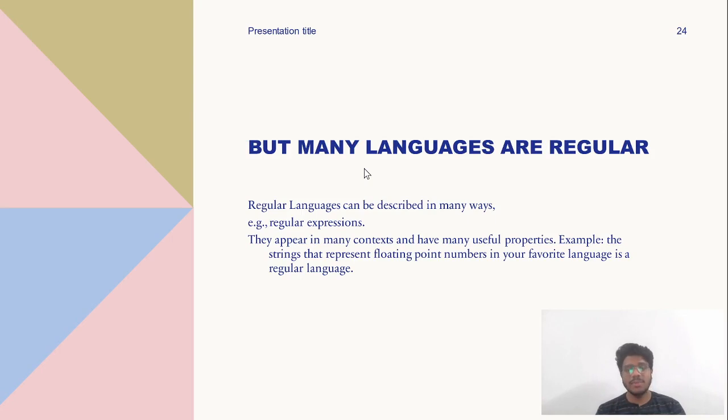Regular languages can be described in many ways, for example regular expressions. They appear in many contexts and have many useful properties. For example, the set of strings that represent floating point numbers in your favorite language is a regular language.